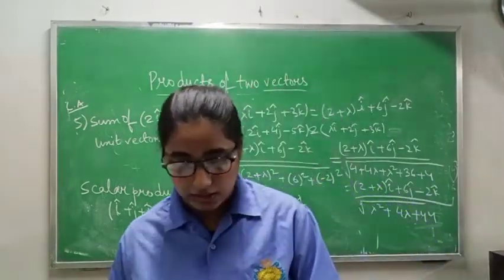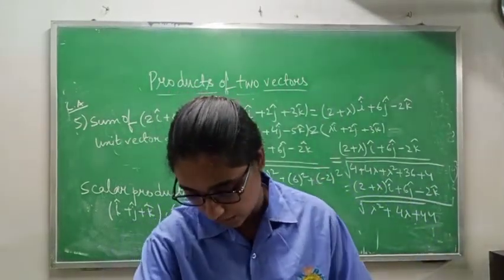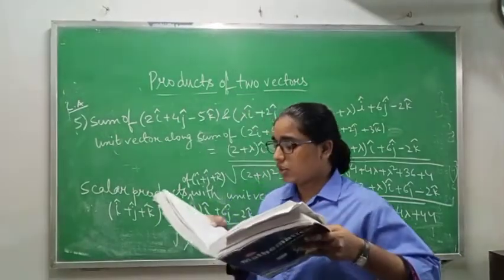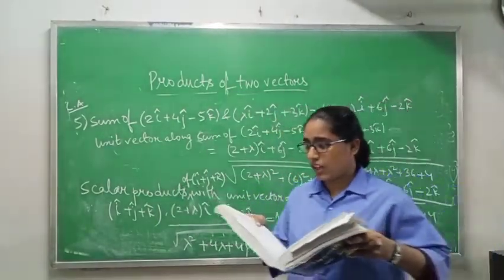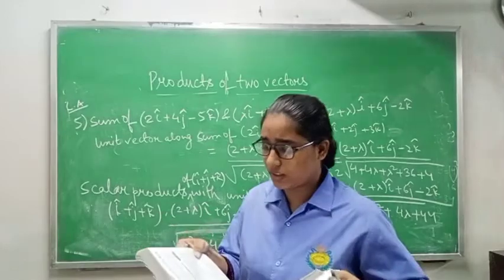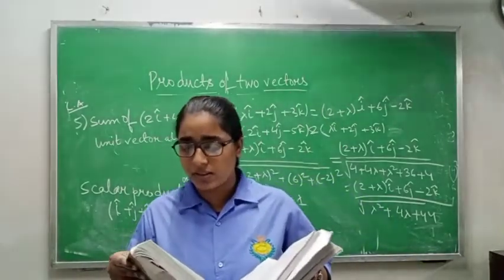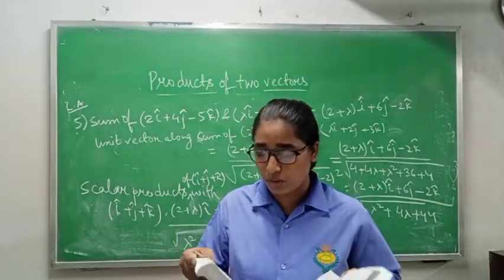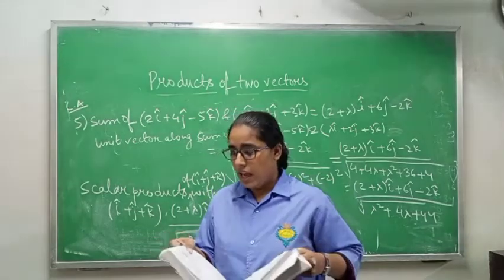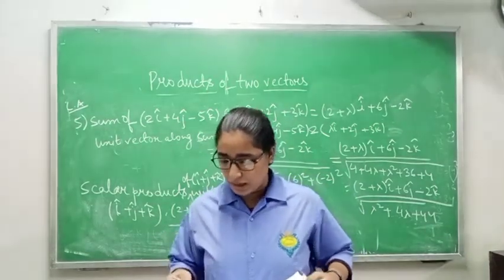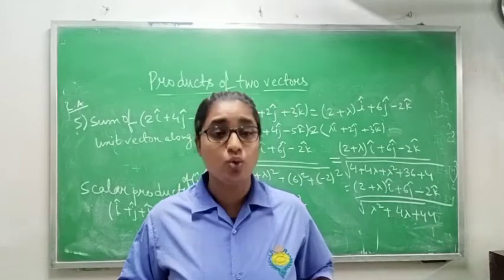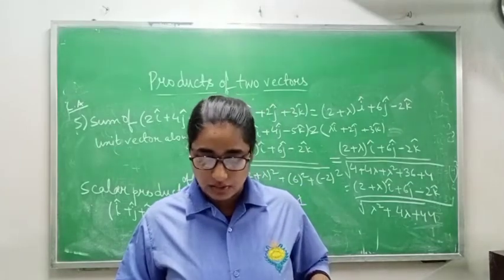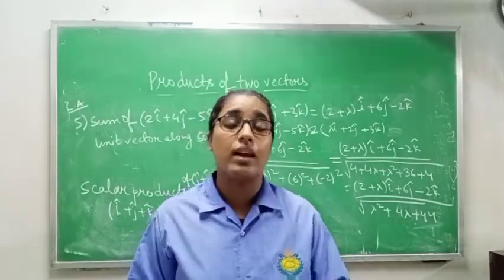It is a little bit lengthy and you have to understand it properly. The question is: the scalar product of the vector i cap plus j cap plus k cap with the unit vector along the sum of vectors 2i cap plus 4j cap minus 5k cap and lambda i cap plus 2j cap plus 3k cap is equal to 1. Find the value of lambda. Try to understand the question first.